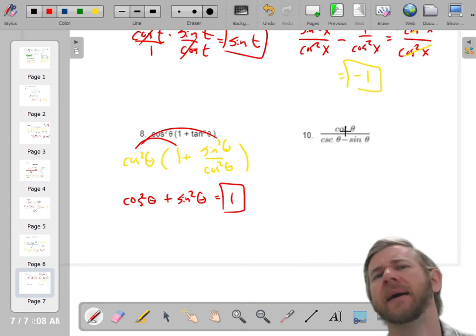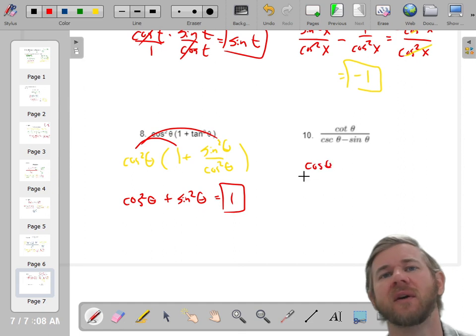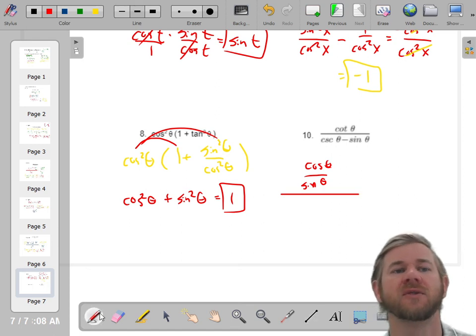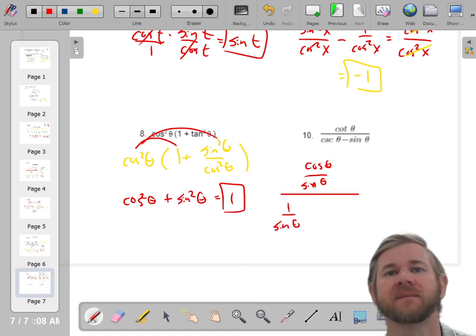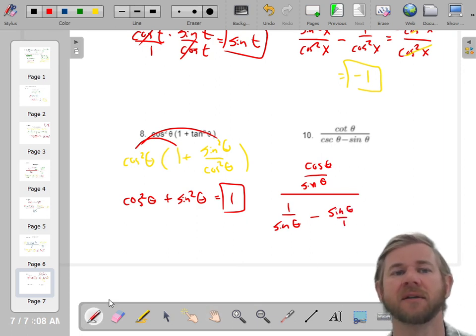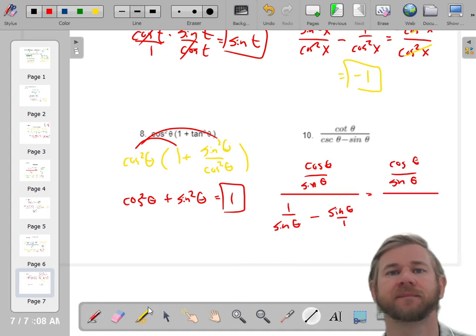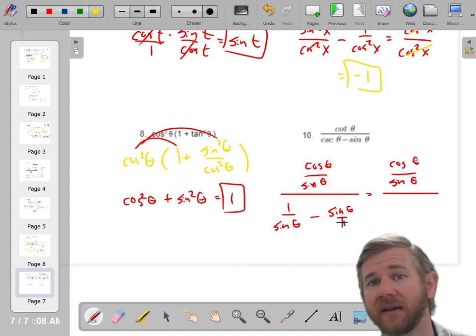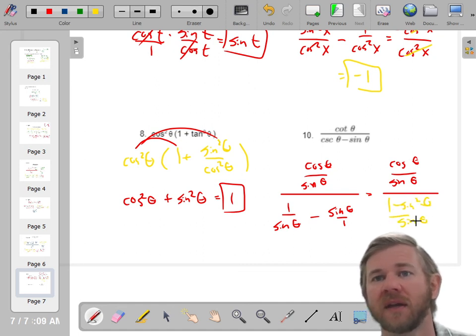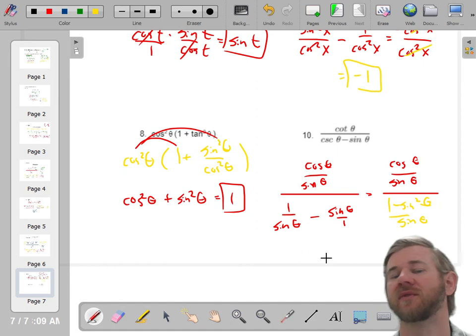One more. Cotangent is the cosine of theta over the sine of theta, and this is all over cosecant minus sine of theta, which is 1 over sine of theta minus sine of theta over 1. I'll get a common denominator. So this guy's going to need a sine on the top and the bottom, so it'll be 1 minus sine squared theta over sine theta. If I multiply this guy by sine over sine, sine times sine is sine squared, and now the denominator is sine, so I can write it as one fraction.